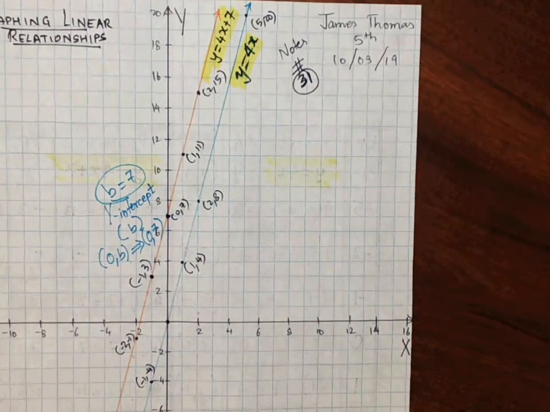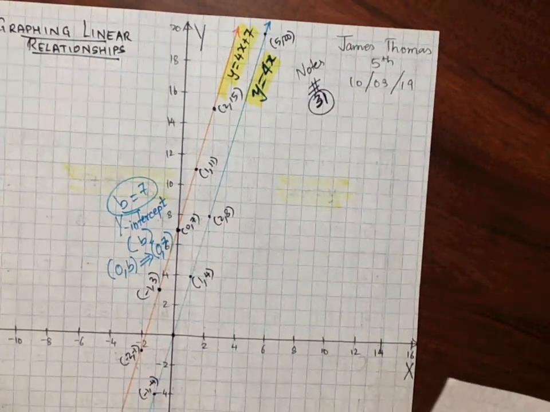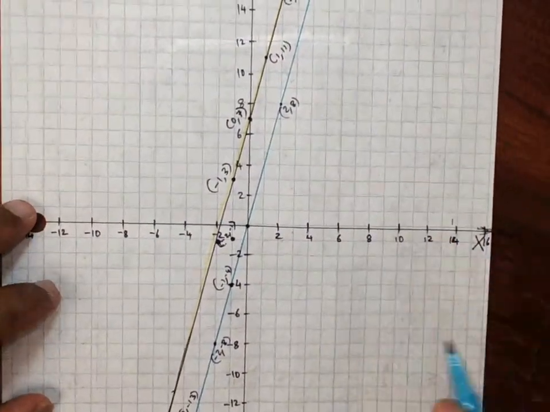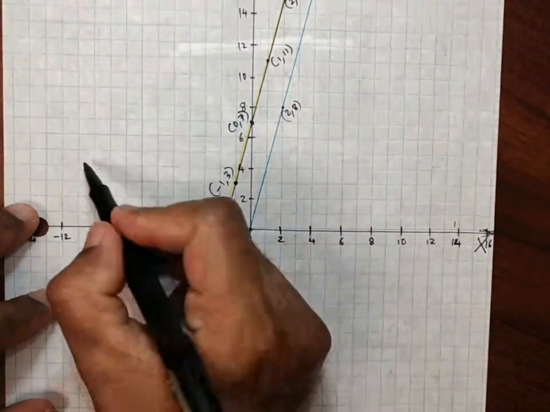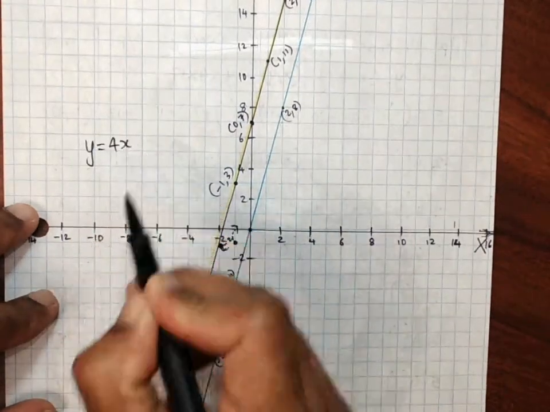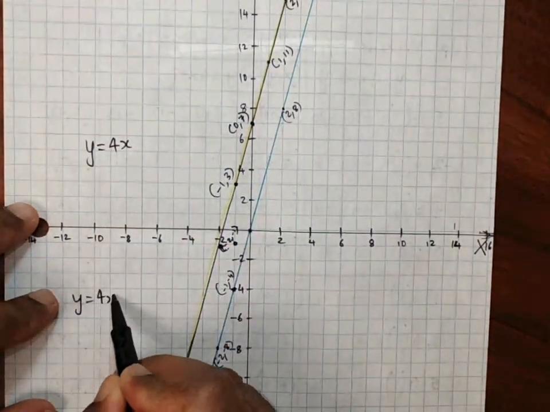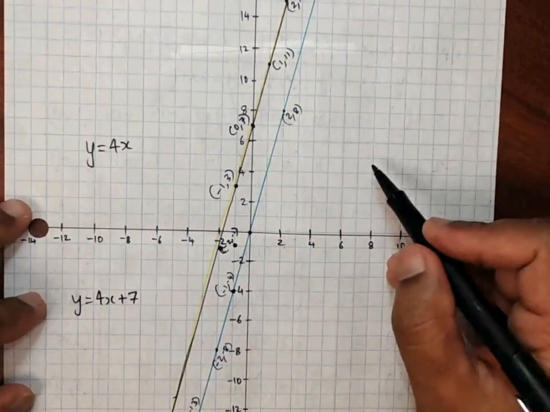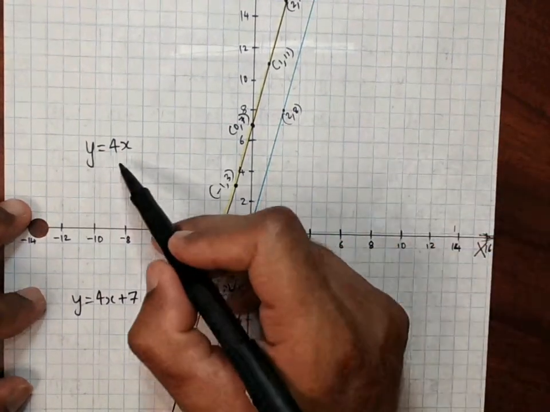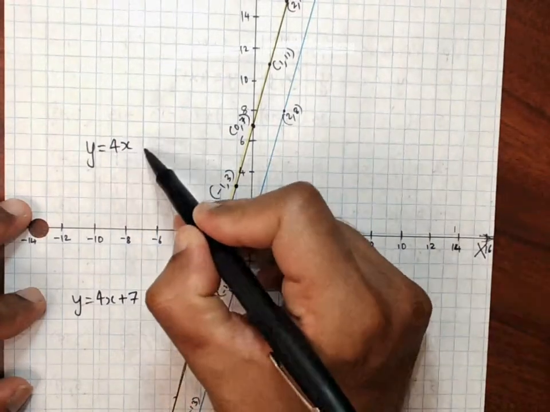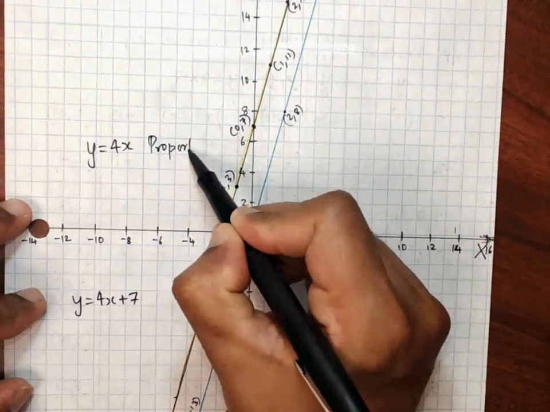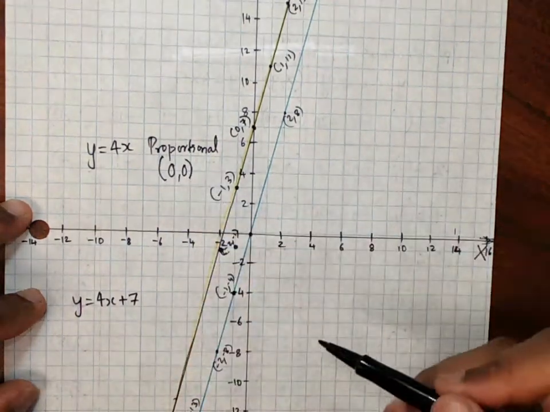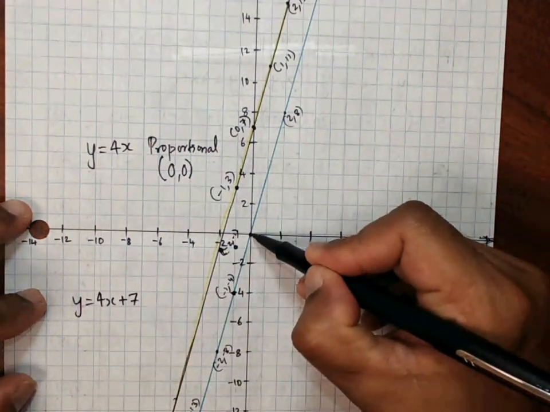I'm going to use a different paper for the sixth period set. Now, let's say you were just given the equation y equals 4x, and you were given the equation y equals 4x plus 7. Let's say you didn't have any of these numbers from your IPO chart. How do you figure this out? Step one, this looks like a proportional relationship. For a proportional relationship, one of the points is 0 comma 0 because it goes through the origin. So here it is, 0 comma 0.